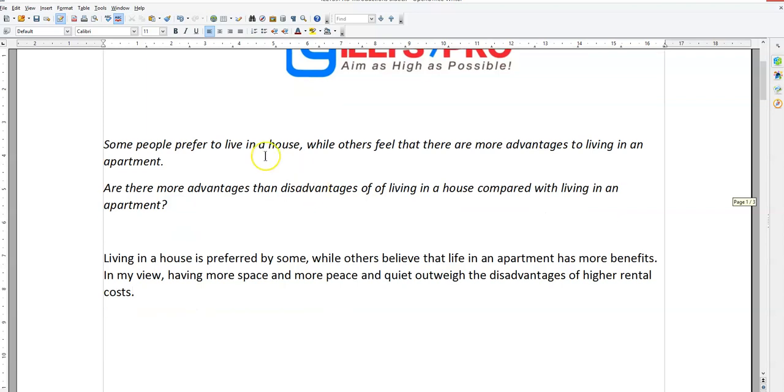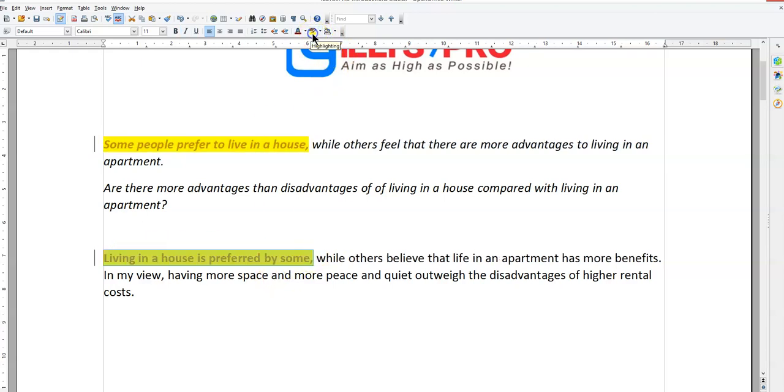So here's my introduction. Some people prefer to live in a house. Living in a house is preferred by some. Others feel, others believe. As I keep saying, you don't have to think of a synonym all the time. In fact, every time I mark students' essays, one of the obvious band 6 things they usually do until I tell them otherwise is they keep using what they think is a synonym, but it's obviously not, or it's not for that particular context. So you don't have to paraphrase every single word. There are some words that you cannot really change. Some words don't really have a synonym that's interchangeable. What you can do is change the form of the word, if needs be.